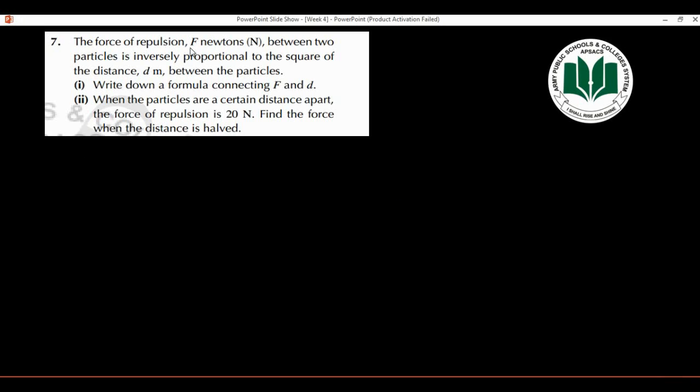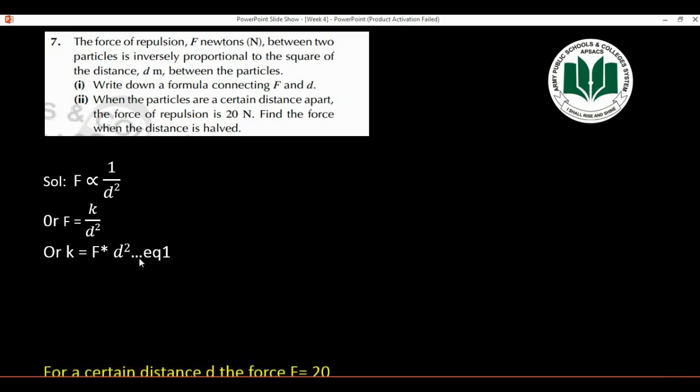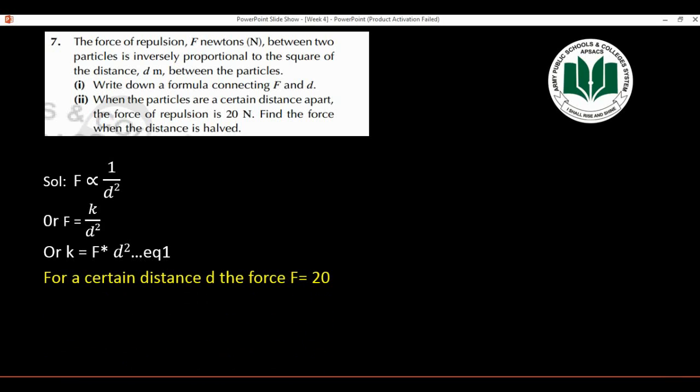Question number 7. The force of repulsion F Newton between the two particles is inversely proportional to the square of distance d between the particles. So here it is, F is inversely proportional to the square of distance. Change this sign of proportionality, it becomes F is equal to k over d square, or k is equal to F multiplied by d square. This is equation number 1, and this is actually part A. Write down the formula connecting F and d. Here it is, k is equal to F multiplied by d square. This is the formula that is connecting F and d.